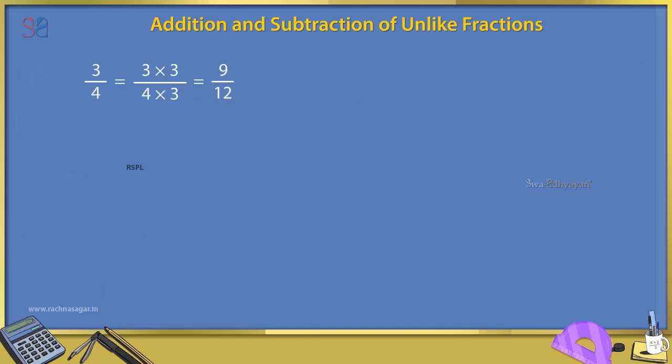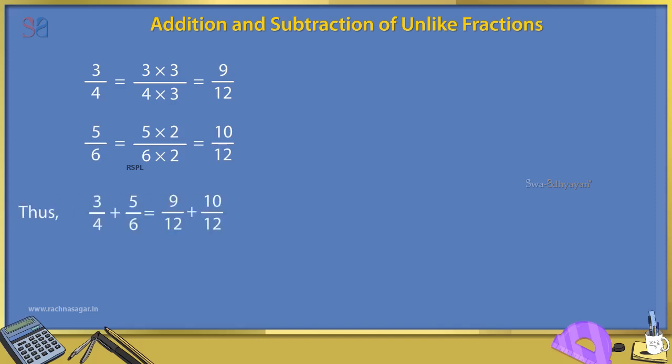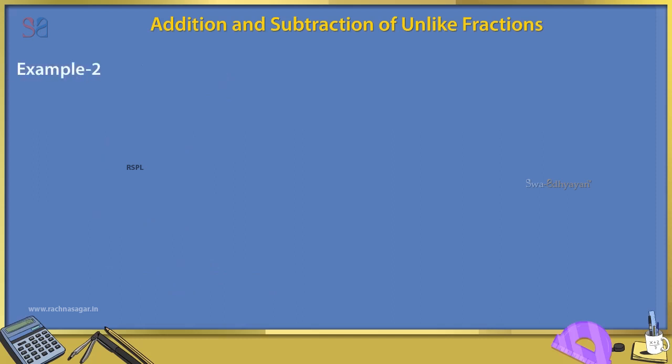3/4 is equal to 3 into 3 by 4 into 3, which is equal to 9/12. 5/6 is equal to 5 into 2 by 6 into 2, which is equal to 10/12. Thus, 3/4 plus 5/6 is equal to 9/12 plus 10/12, which is equal to (9 plus 10)/12, which is 19/12, which is equal to 1 and 7/12.